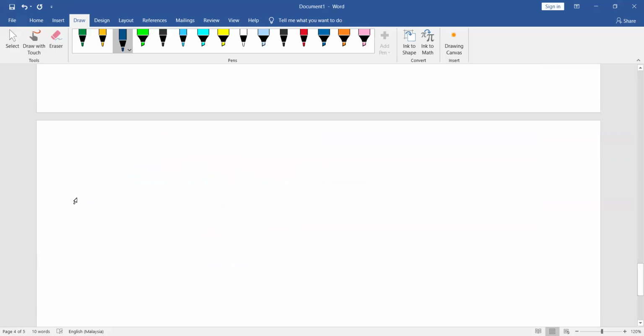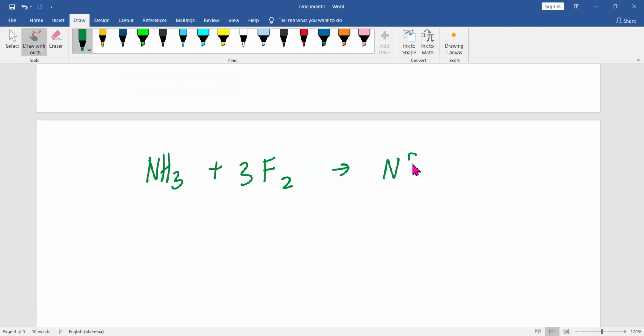Now, let's say the question gives you something like this. NH3 plus 3F2 become NF3 plus 3HF. Okay, let's say they give you something like this, and they give you the bond energy. I'm going to give you the bond energy now. I'm going to send it to you in your group chat.